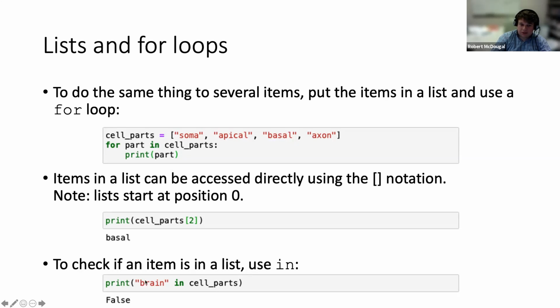And we can check to see if an individual thing is within our cell parts. So is the literal letters brain one of our cell parts? No, it's not. It says False. But if I put in soma or apical here instead of brain, it would say True, with a capital T in Python. Does that make sense? Loops and lists are extremely powerful tools for programming. So we're going to use them a lot.